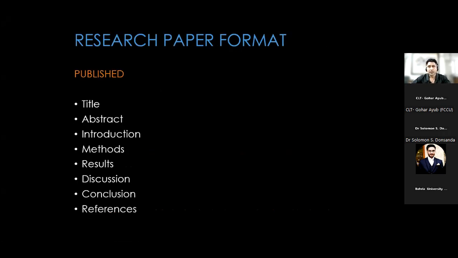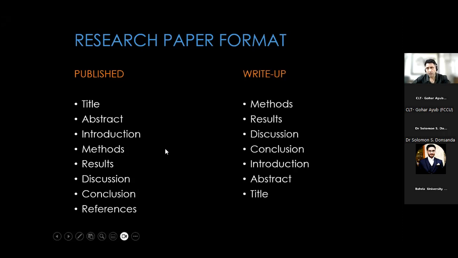Always remember that the research paper format, when it is in the published form, is title, abstract, introduction, methods, results, discussions, conclusions, and references. This is the published format, as you already know. But when it comes to writing these articles, you never follow this pattern. You never write the title at the first, and you never write the conclusions at the end. This is at least what I know. Many people, the professionals, do, and I do it myself.